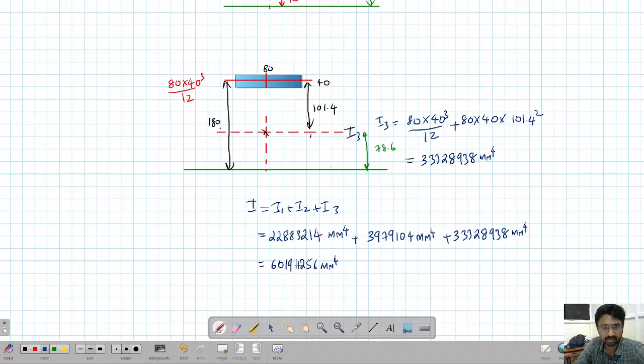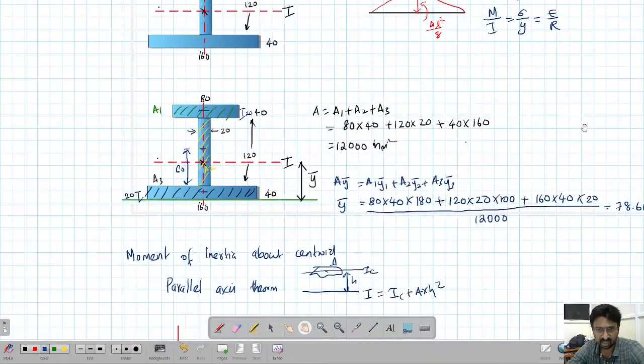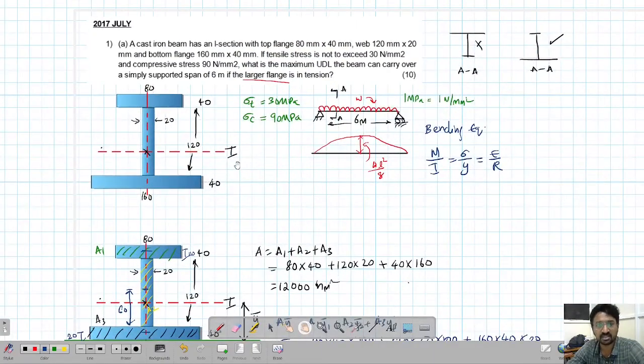And this is the value of I. When you calculate this, there could be some minor difference, but it should be of the order of 6 into 10 raised to 7. That should be the value that is coming. So this is I. This is the problem with this problem: we have to spend a lot of time to find the moment of inertia of the section. Once you find the moment of inertia, then it's a very simple task.